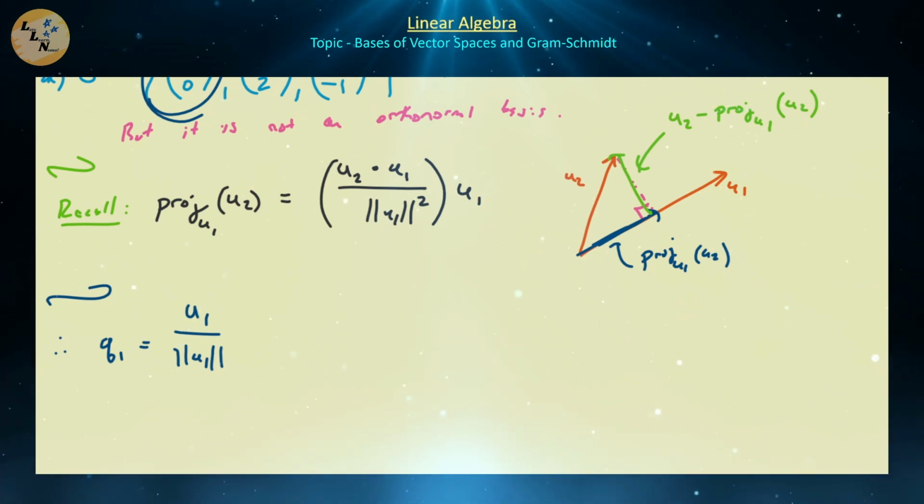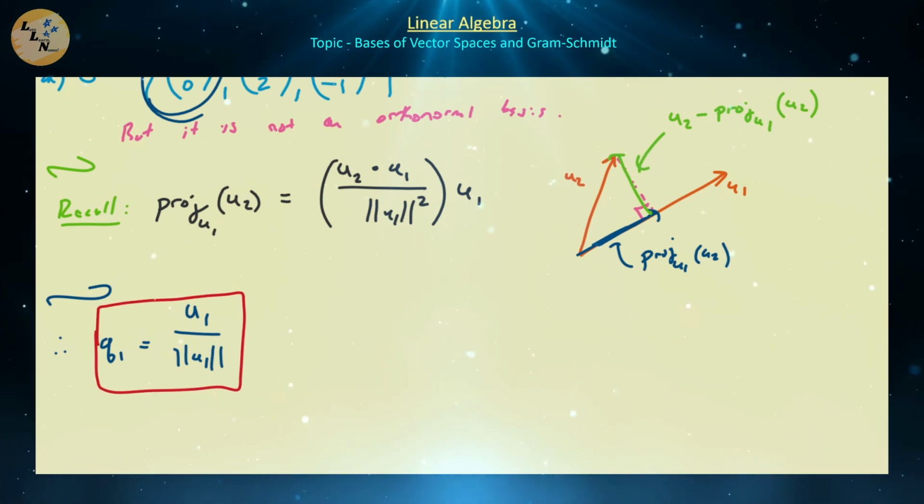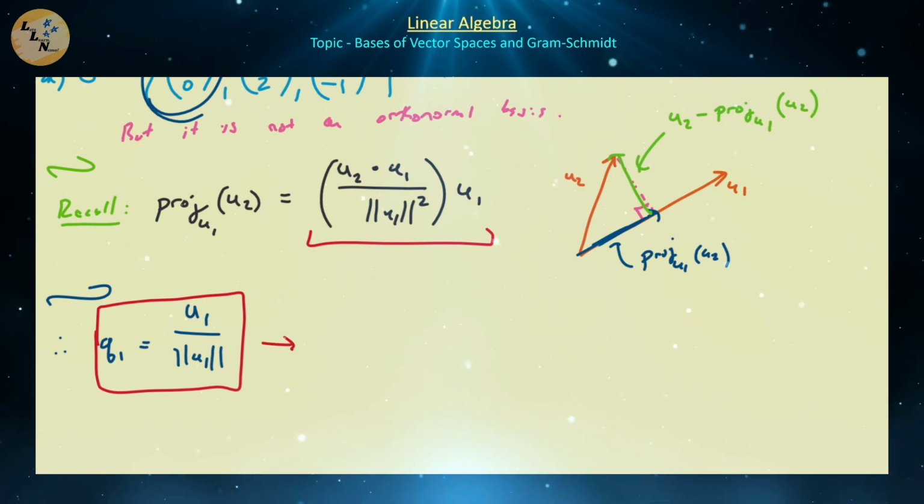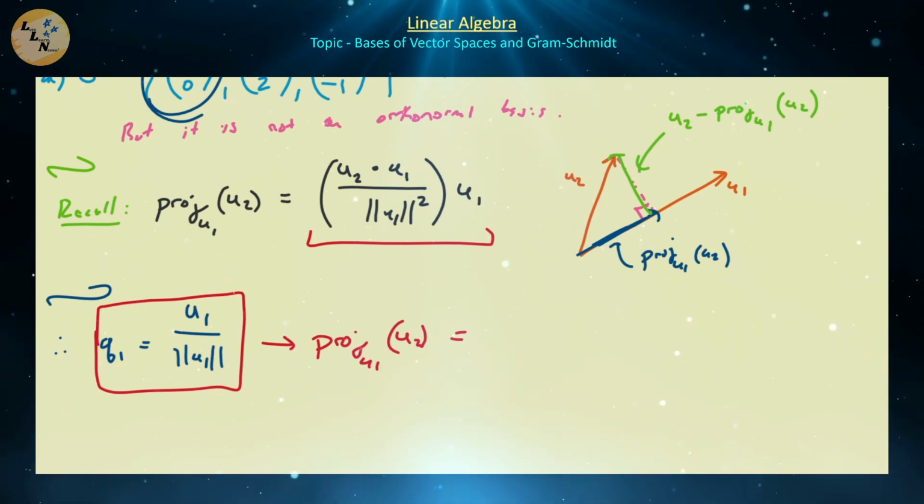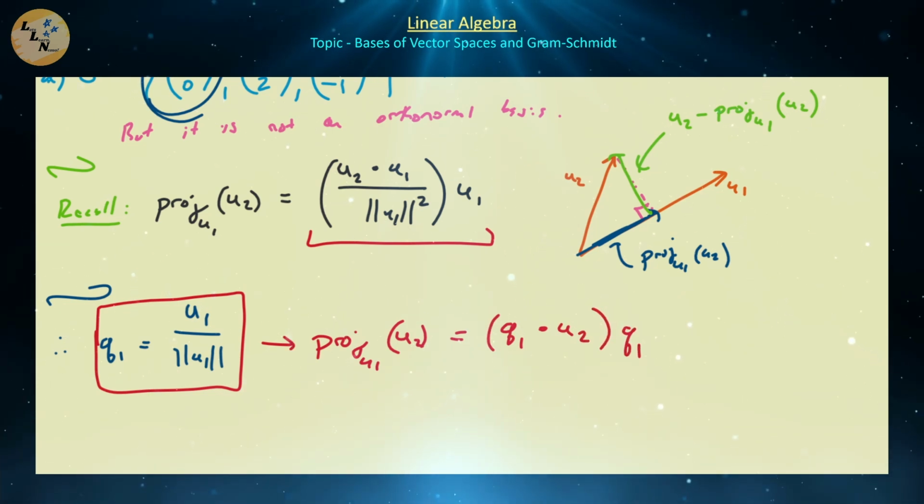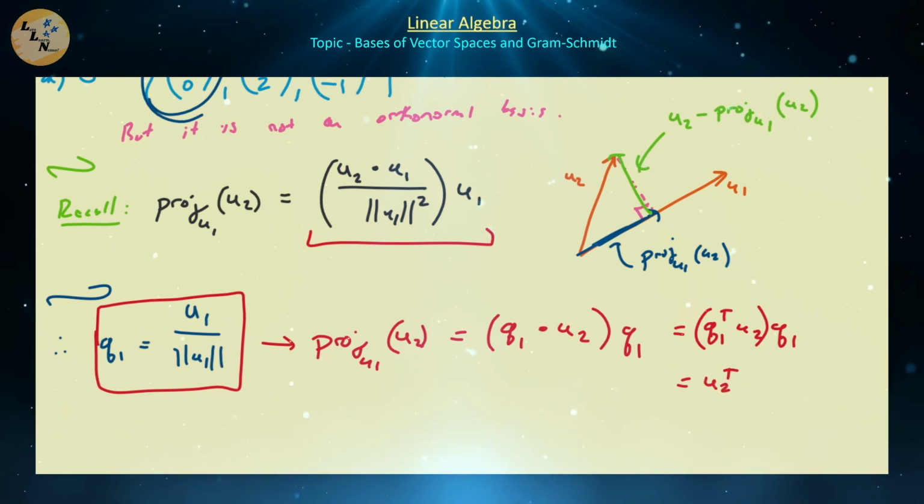So if we represent our first vector in terms of q1 from u1, then we can actually represent this projection in a slightly different way. So that means the projection of u2 onto u1 is actually equal to what? So that means this is going to be equal to just q1 dot product with u2 times q1. And you could also write that as q1 transpose u2 q1, or you could also write it as u2 transpose q1 times q1. Either one, of course, would be equivalent things.